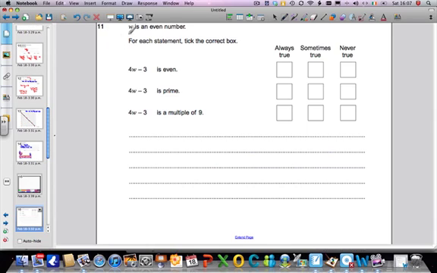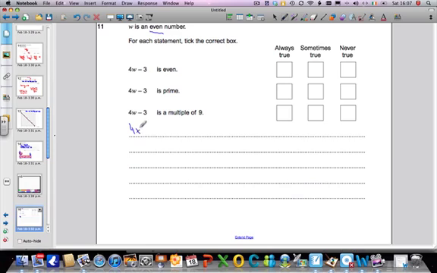Okay, so question 11, we're told W is an even number, and we're asked to tick the correct box for each statement below. A good thing to do with this question would actually just be do maybe 6 or 7 examples of what these could be, and then compare them to see what could be always true, what could be sometimes, and what's never. So I'm going to do maybe 6 examples.